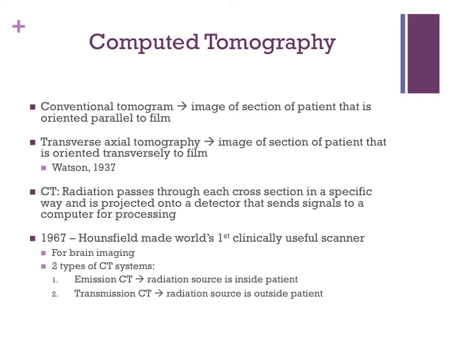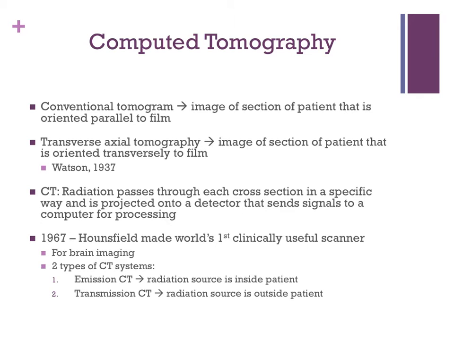CT overcomes limitations in detail and clarity by using mathematics in the image reconstruction process from projections to produce sharp, clear images of cross-sectional anatomy. In CT, radiation passes through each cross-section in a specific way and is projected onto a detector that sends signals to a computer for processing. The computer then produces the sharp, clear images of the internal structure of the object being imaged from the information that it processes.